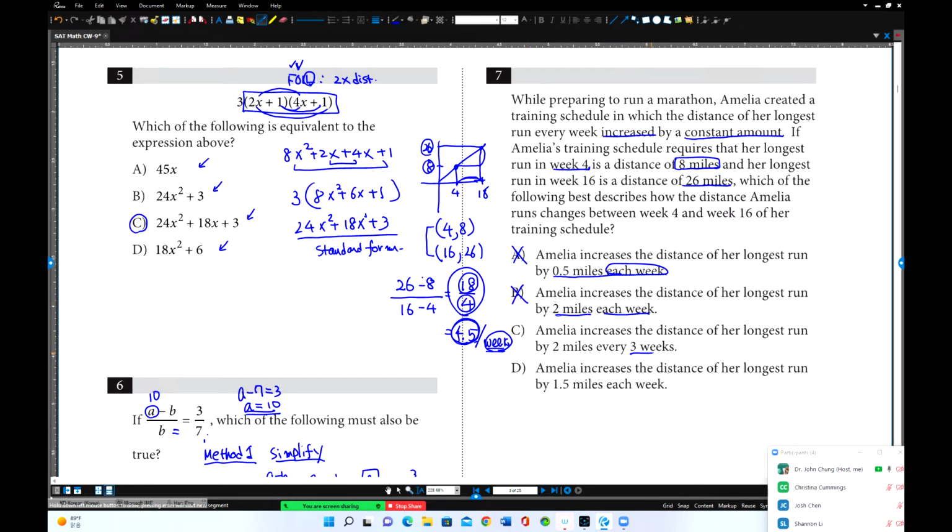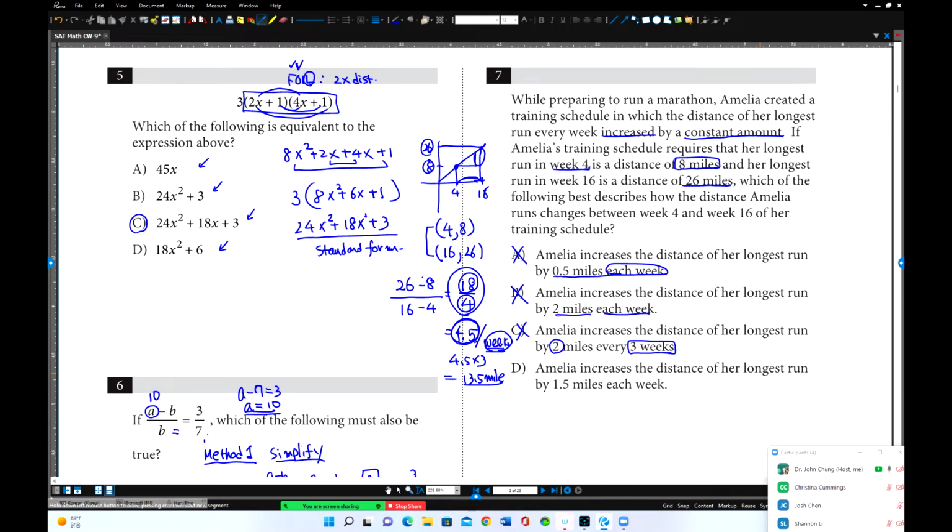Okay, every 3 weeks 2 miles. Okay, 1 week is 4.5. 3 weeks times 3. Okay, 4.5 times 3 equals how much is that? Over here, 3 weeks, right? The distance will be 13.5 miles, because that is for 3 weeks. That is wrong. You got the 2 miles. The last one over here.